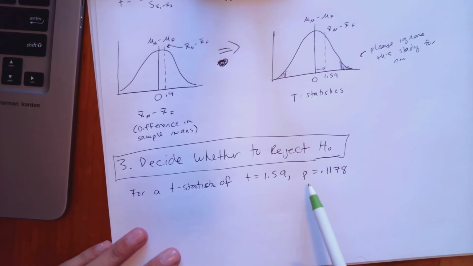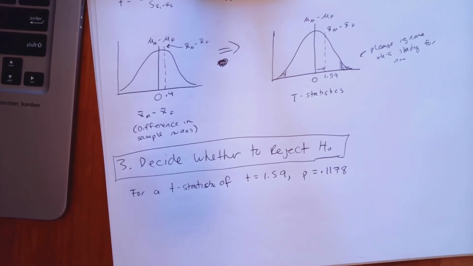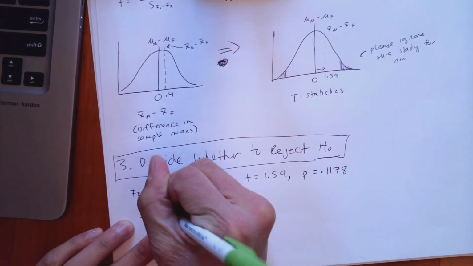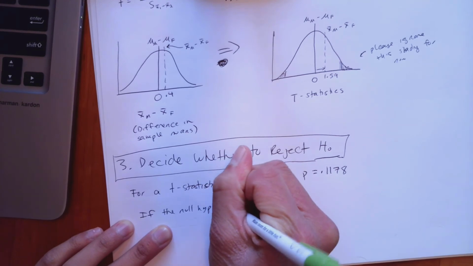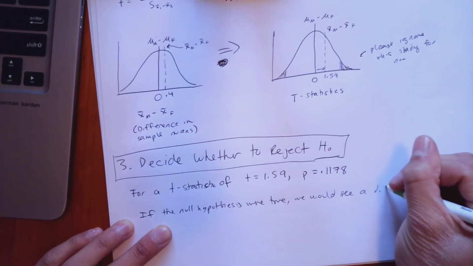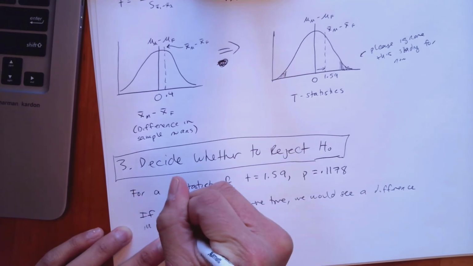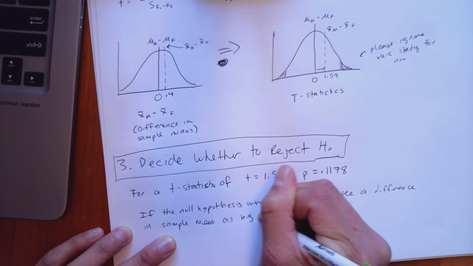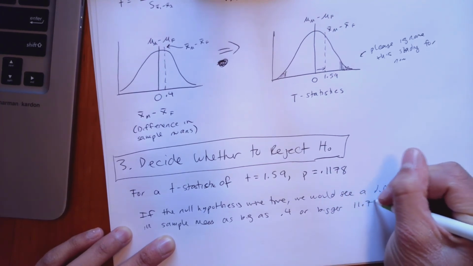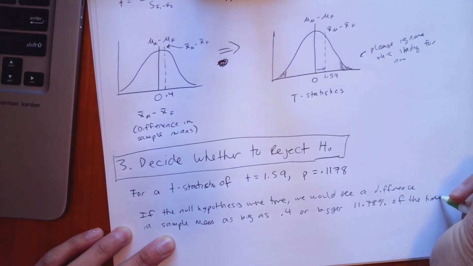So we would interpret this p-value of 0.1178 like this. We would say if the population means truly were the same, so if the null hypothesis were true, we would see a difference in sample means as big as 0.4 or bigger only 11.78% of the time, just by chance.